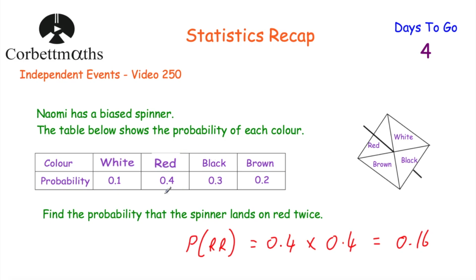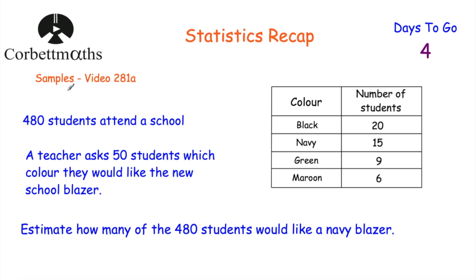If you're asked to find the probability that it lands on the same color if you spin it twice, you would find the probability for a white and a white, a red and a red, a black and a black, and a brown and a brown, then add them all together. And if the question asks you to find the probability that it spun twice and it lands on different colors, you'd find the probability that it lands on the same color, like we just talked about, and take that away from 1.